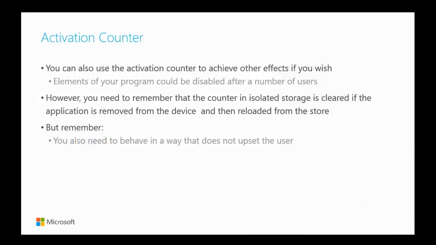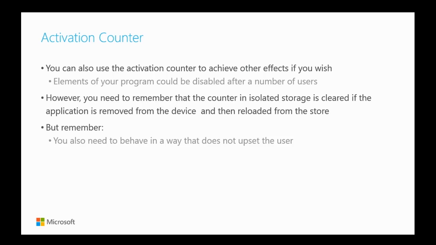So a couple cool things actually. That activation counter in isolated storage can actually be used for other things as well. Similar to trial mode, you could use it to disable elements of your app. It says number of users, it's supposed to say number of uses there. So let's say they've used it 4 times and you want to disable something after the 4 times usage. You could store that counter in isolated storage and then disable sections of your app.